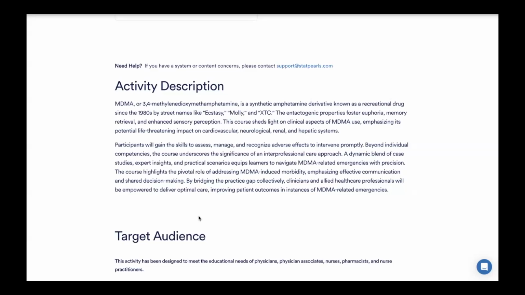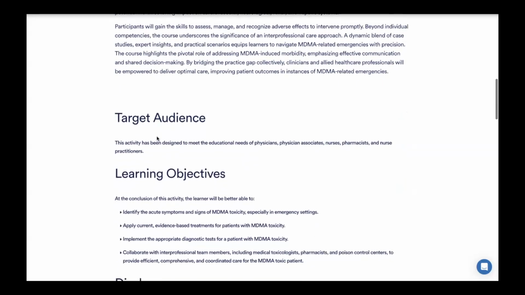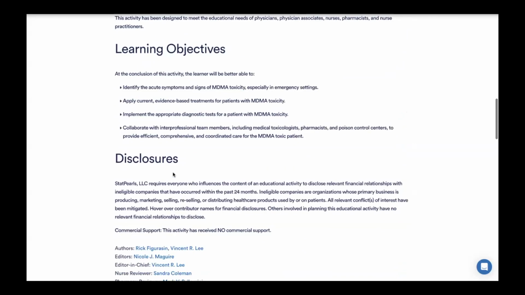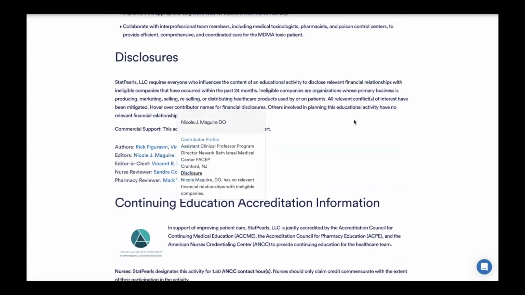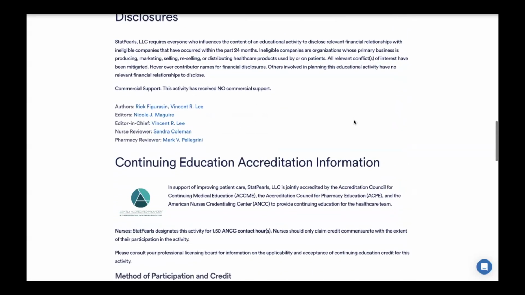That's where we'd be able to start the activity, but I did want to point out some details in the activity description. This will give you a breakdown as to what the activity is and what the topic of interest is. You also have some details here as to who the target audience is for those who are taking these CE activities. You'll have some learning objectives as well as a disclosure with some details about the authors, editors, anyone who's reviewed the content, all of that.